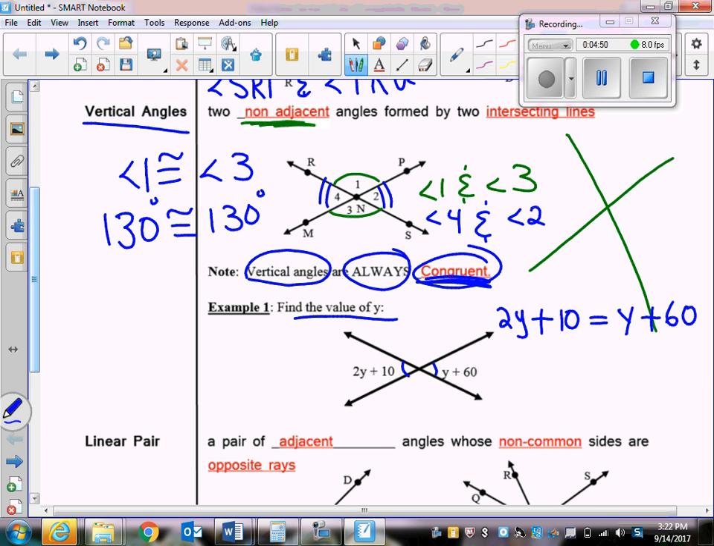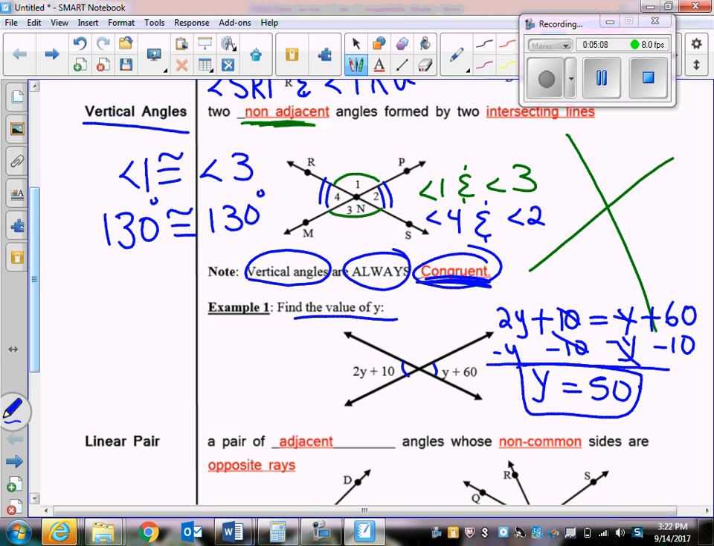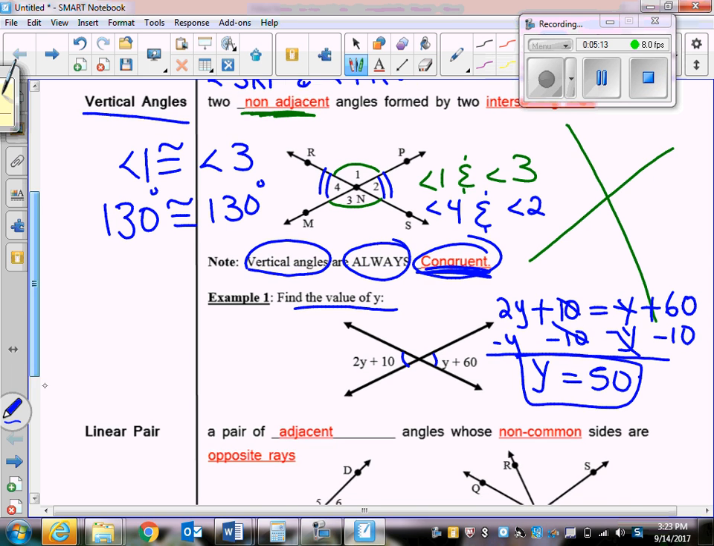Okay, and that's what you guys have to do to solve. Of course, this is an easy one, right? Minus 10, minus 10. So 2y minus y is 1y. This would be 0. This would be 0. 60 minus 10 is 50. So the measurement of y, or the value of y, is 50.